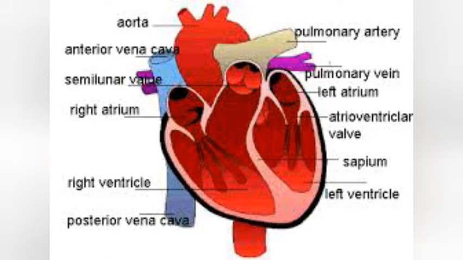There are two valves between atria and the ventricles. The biggest valve is in between the left atrium and left ventricle. The tricuspid valve is between the right atrium and right ventricle. There are two main arteries connected to the ventricles. Aorta starts from the left ventricle and pulmonary artery starts from right ventricle.